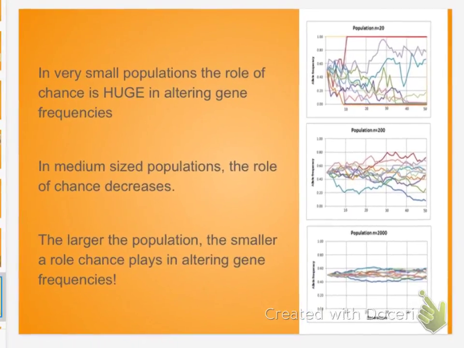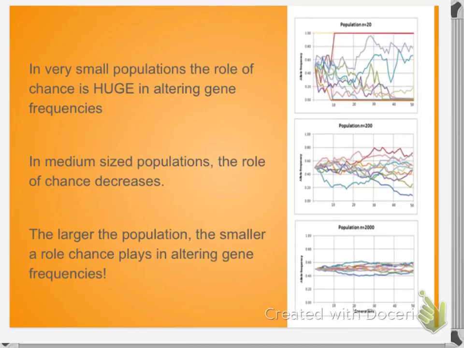So that's where we say that genetic drift plays a much larger role in small populations. In small populations, especially very small populations, the role of chance is enormous in altering gene frequencies. The bigger the population gets, the less of a role chance plays.